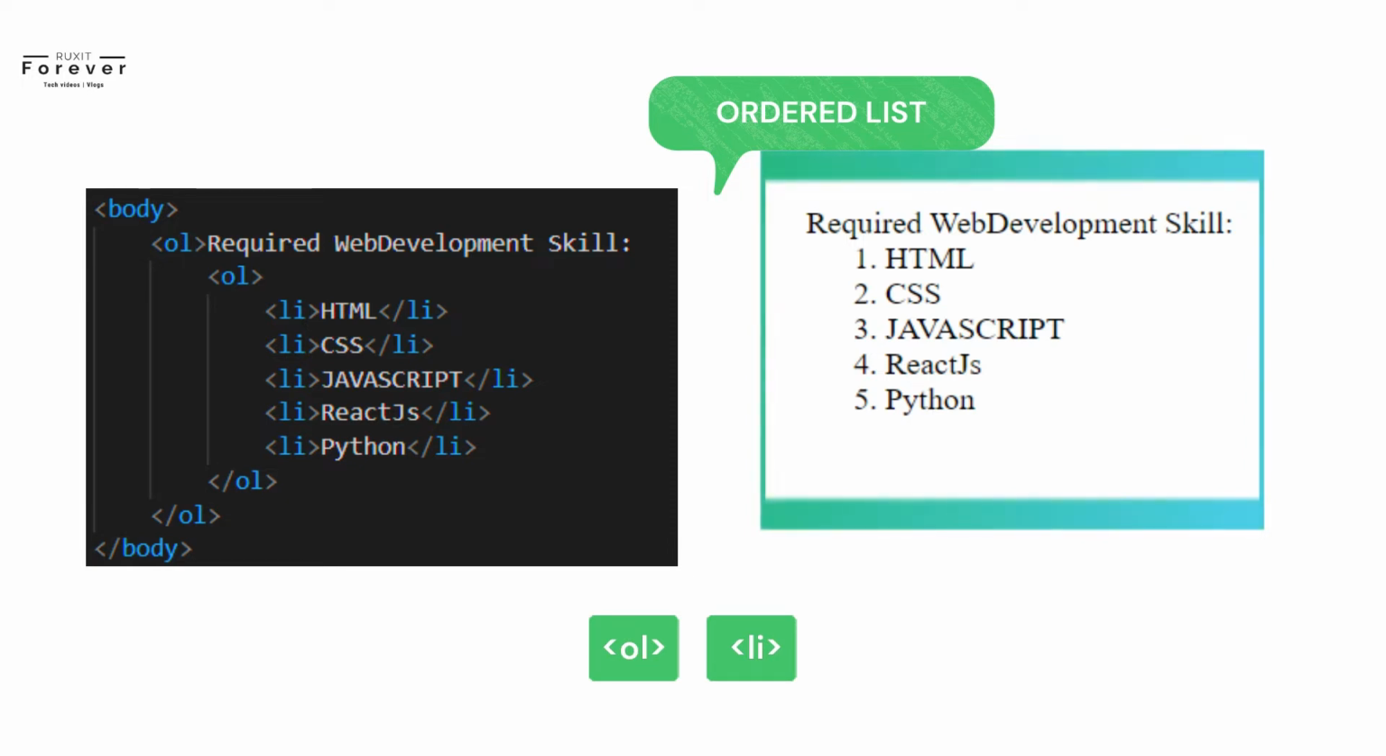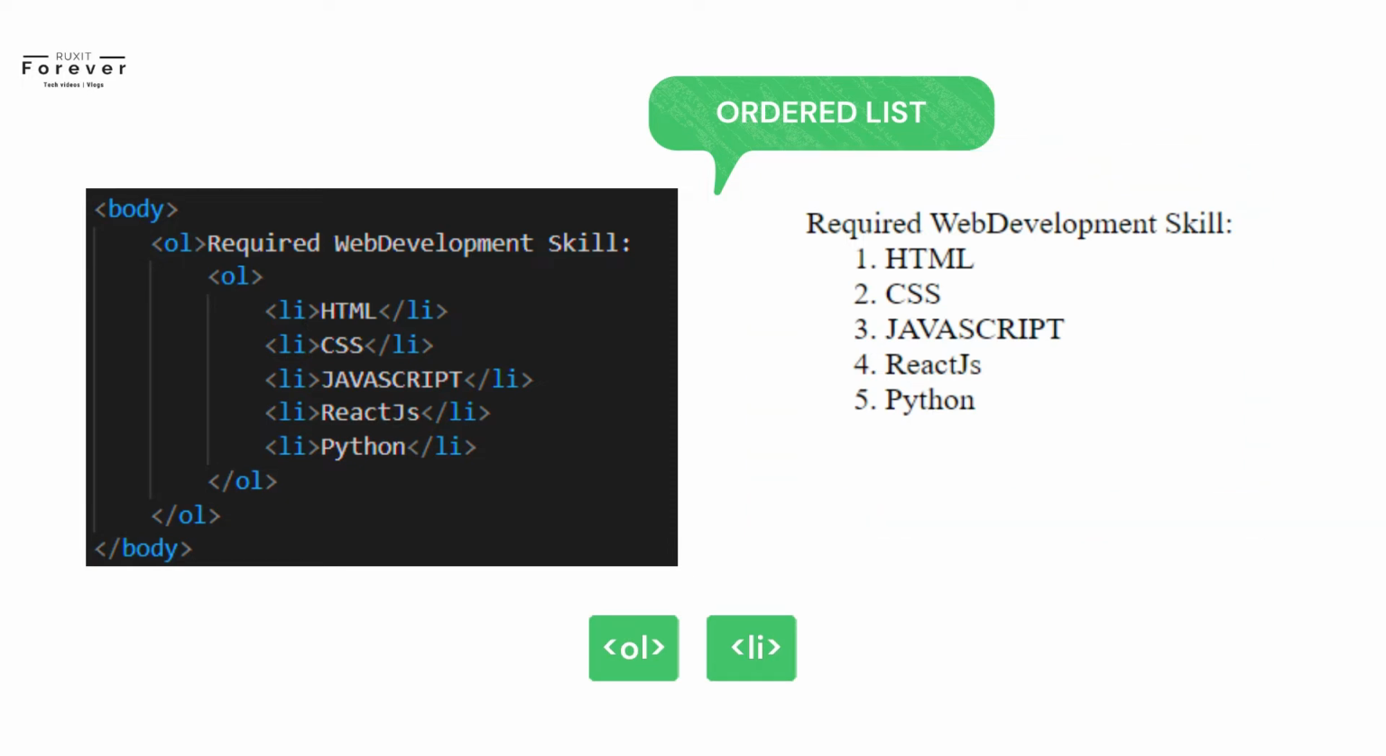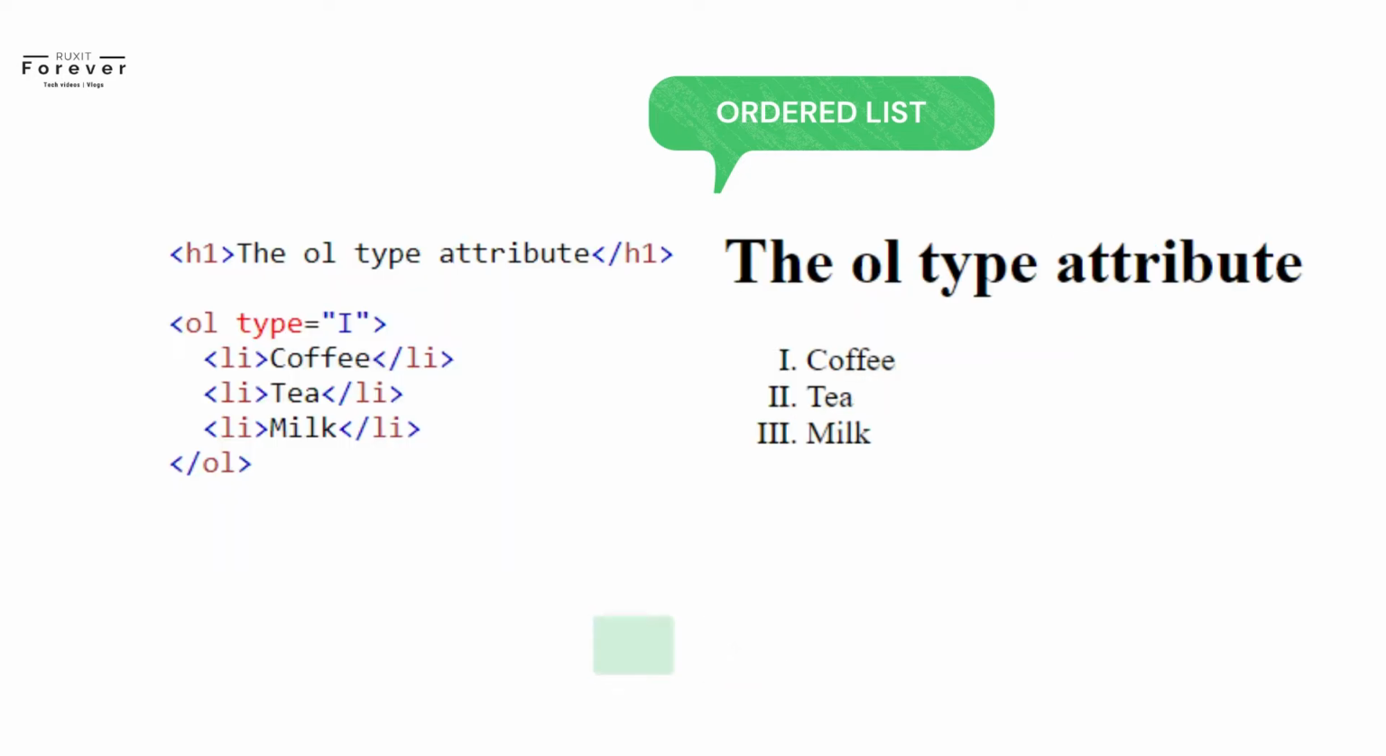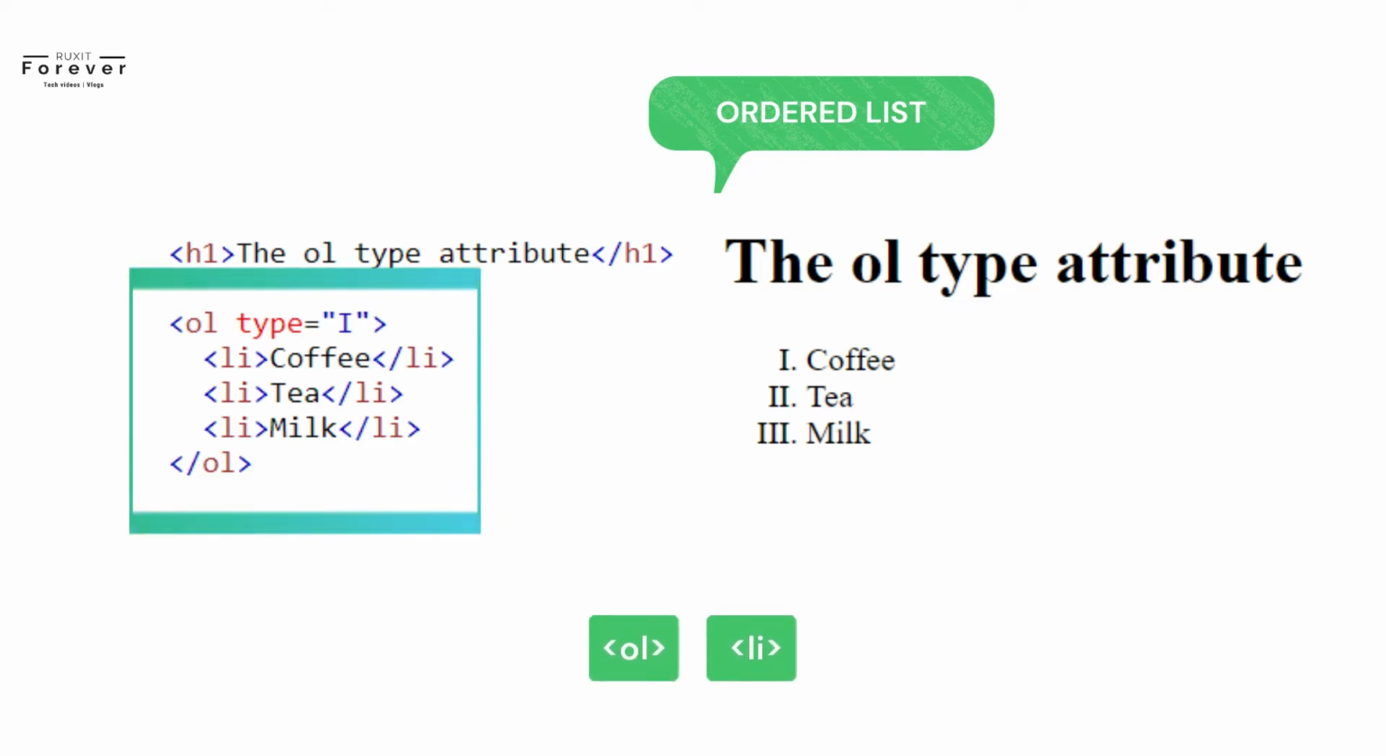You can see how OL and LI elements are used on the screen, and on the right side you can find its output. If you would like to change the ordered list to Roman numerals, then you have to introduce the type attribute and its value as Roman I in the OL element.